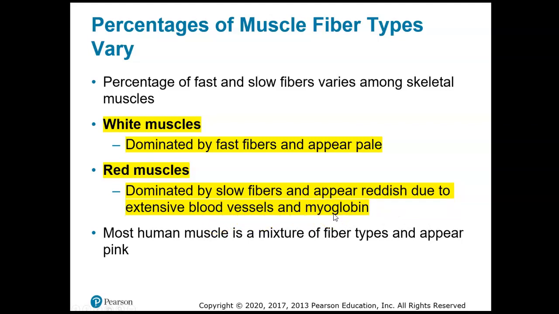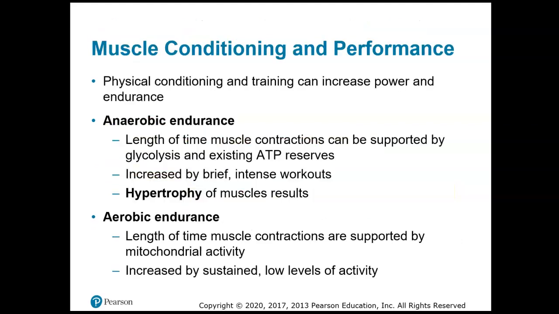And they appear red because they're dominated by slow fibers and they have extensive blood supply and myoglobin, so that causes the red color. Now in humans, not chicken, but humans, the muscle tissue tends to be pink because there's a combination of the fast and slow fibers, white and red fibers. But in chicken, you can see a bigger difference in the dark meat and the light meat of the chicken. The dark meat would be slow fibers and the light meat would be fast fibers. So the more powerful muscles of the breast are going to be the white meat of the chicken.